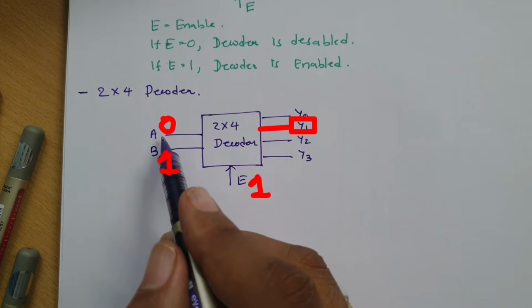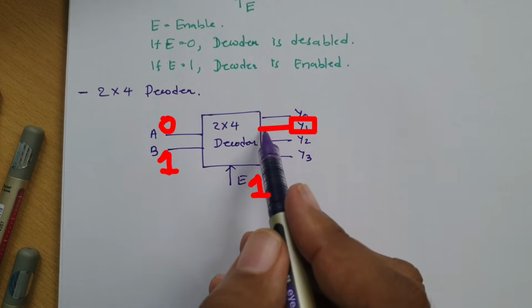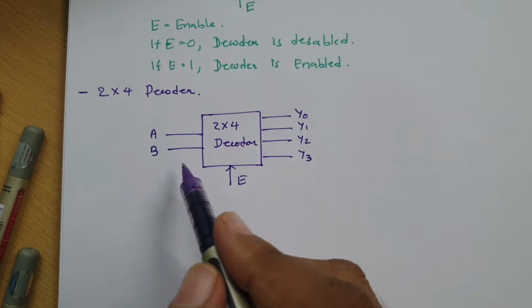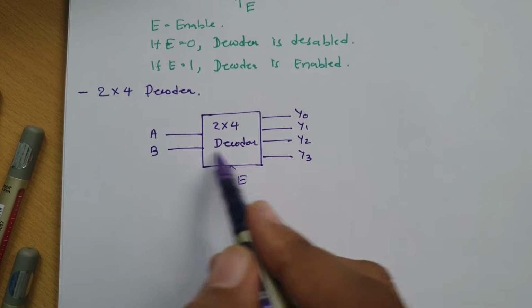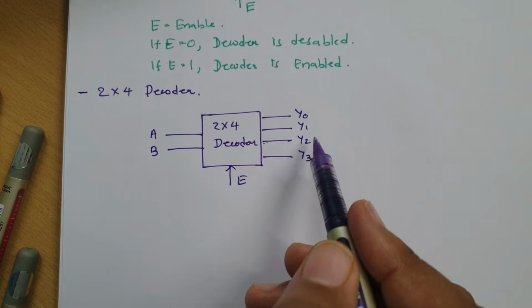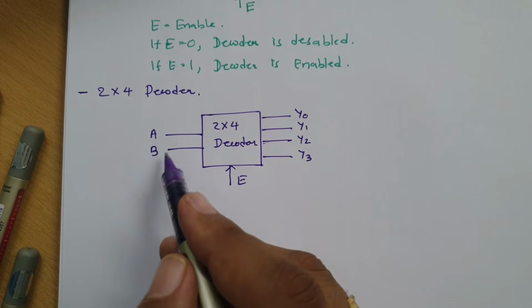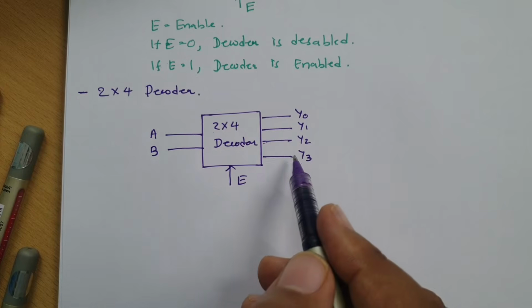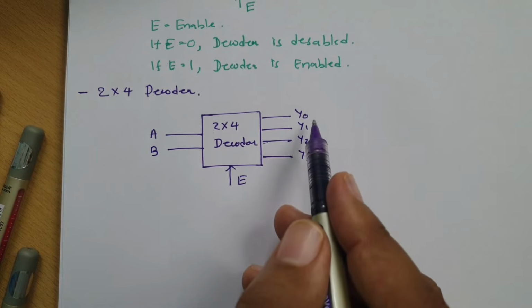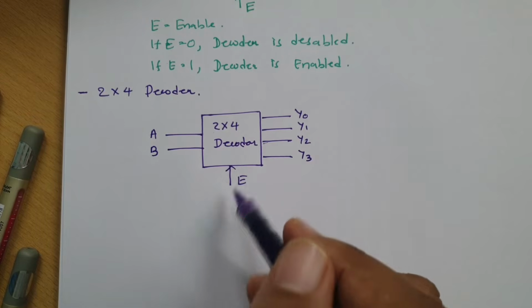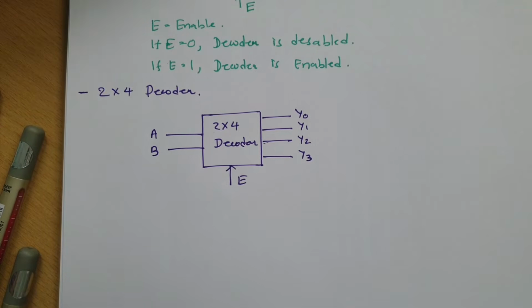If AB is 0, 1, in that case Y1 will get selected and it will be 1. If AB is 1, 0, in that case Y2 will get selected, it will be 1, and the other terminals will be 0. If AB is 1, 1, in that case the Y3 terminal will get selected and the other terminals will be 0, and Y3 equals 1. See, this is how this decoder functions.